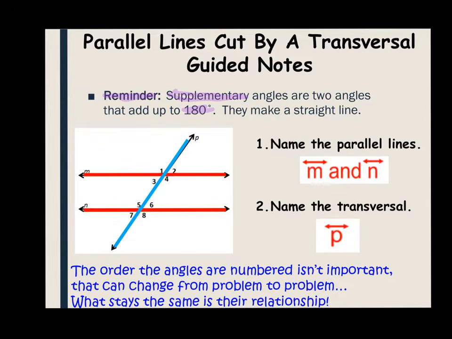So parallel lines that are cut by a transversal means that we have two parallel lines, and here they are labeled as M and N, the two red lines, and they are cut by a transversal, line P, and that's the line intersecting. When two parallel lines are cut by a transversal, typically you are going to see several angle relationships created, and usually they'll be labeled by numbers. So here we have numbers 1 through 8, and you may see them in a different order on a different problem. However, the relationship between the angles is going to remain the same.